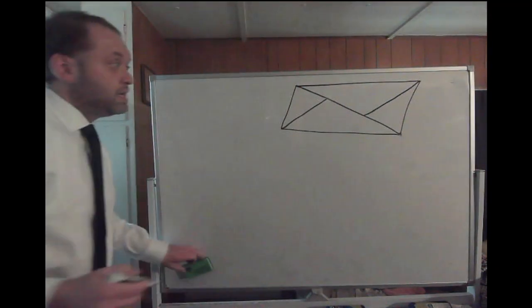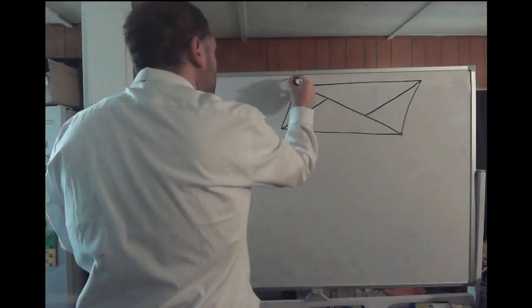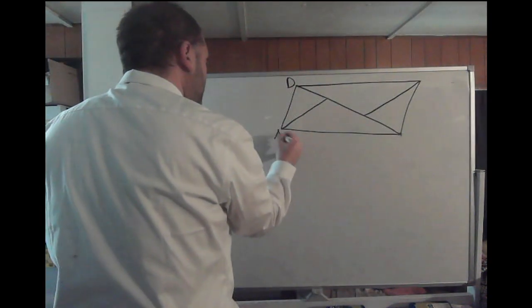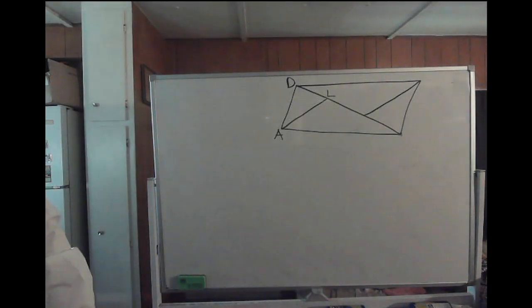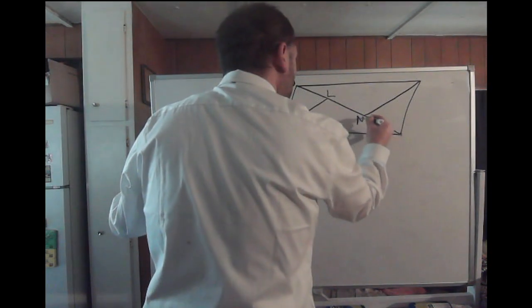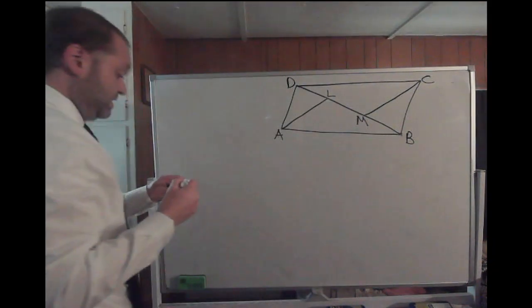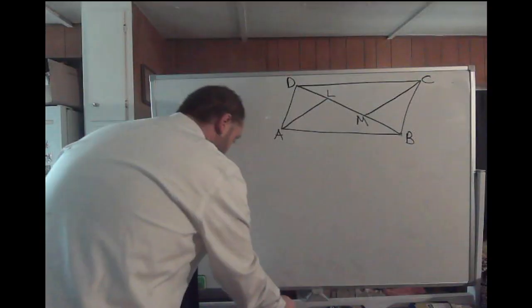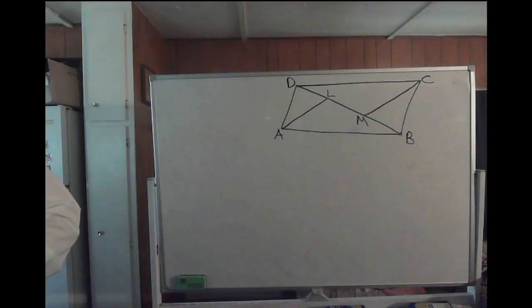Alright. Then we have, let's see, D, A, L. D, A, here's point L. M, C, B. M, C, and B. Alright, so there's all our vertices or points labeled. Now let's set up some congruency markers.